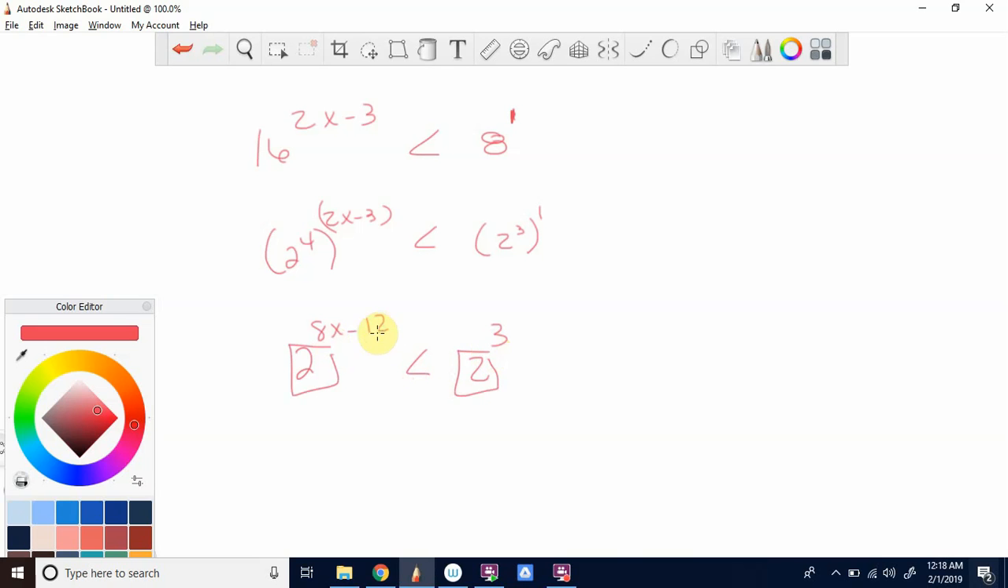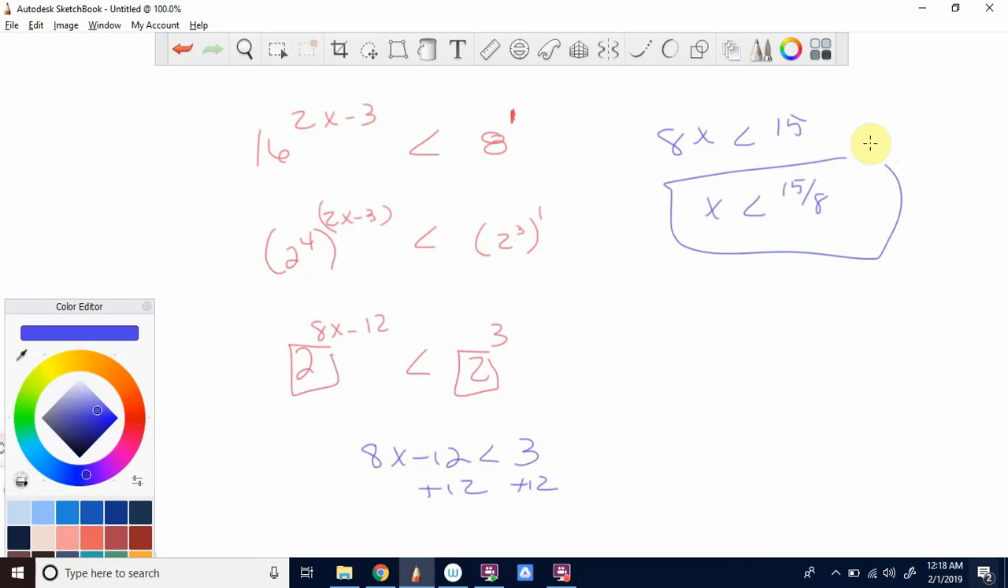This inequality is true if and only if the powers are set, this side is less than this side. So if 8x minus 12 is less than 3, plus 12 plus 12, 8x is less than 15, and x is less than 15 over 8 is simply your solution.